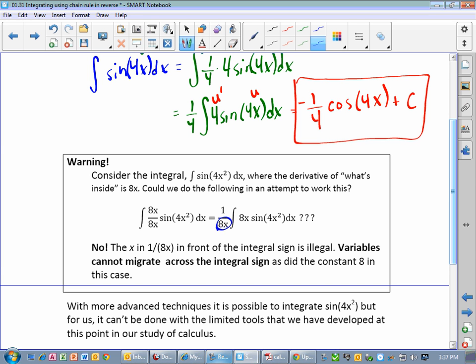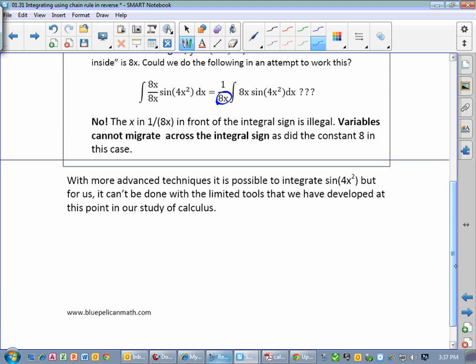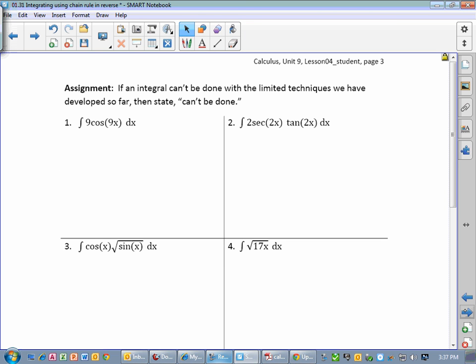So if you get a problem like this, where your u prime includes a variable, and it's not there, it's entirely possible the integral can't be done. And in fact, right now, at this point, there's quite a few that we just have to say we can't do it yet. Okay? So whenever you're working the assignment, keep that in mind. If you get to a problem, and it can't be done, just write that. It can't be done. Okay?